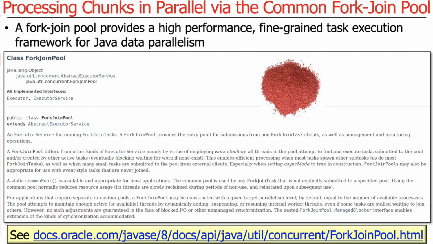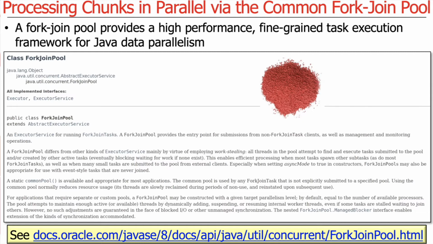Now, I mentioned this very briefly early in the intro to the course, but I'm sure you forgot it because we haven't talked about it much since that point. What is a ForkJoin pool? It's a way to provide high performance, fine-grained task execution using data parallelism in Java. And data parallelism just means that you're using the data as the unit of parallel processing.